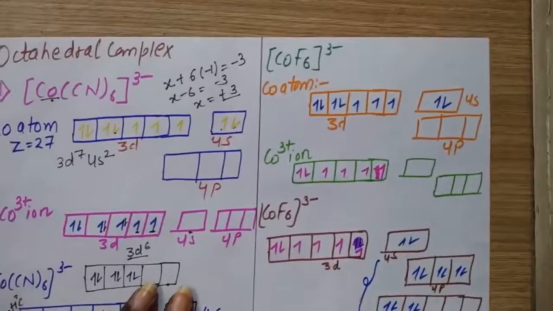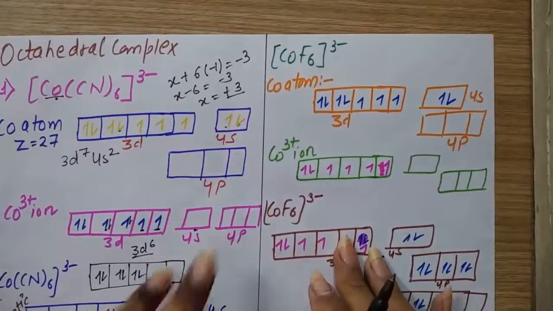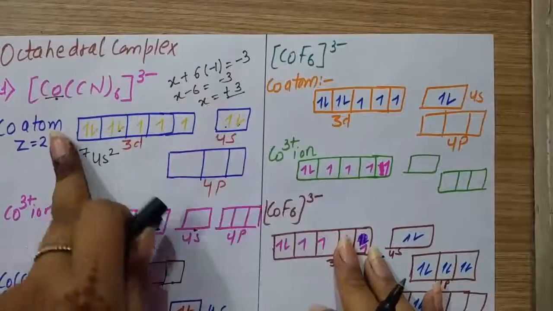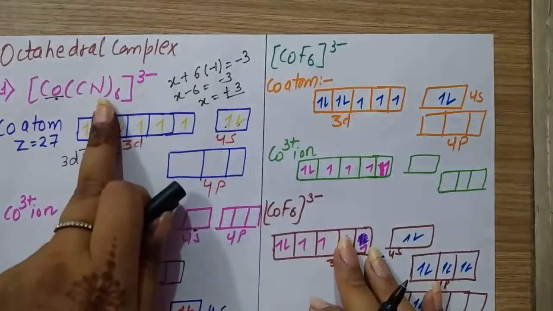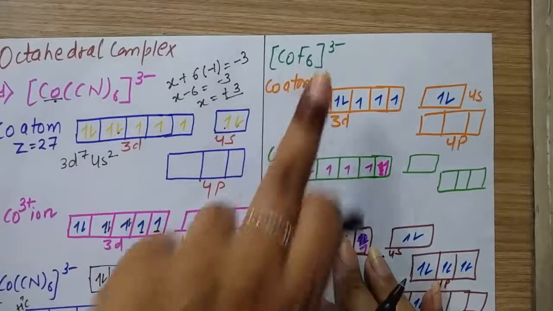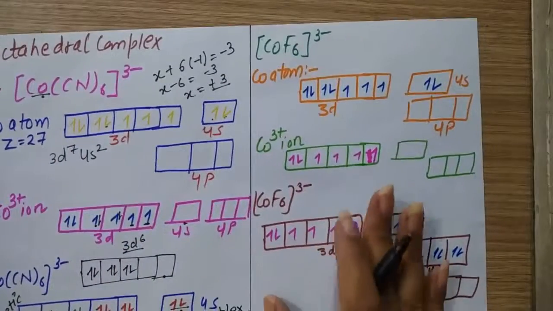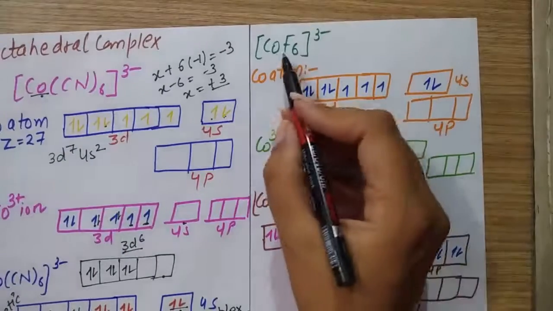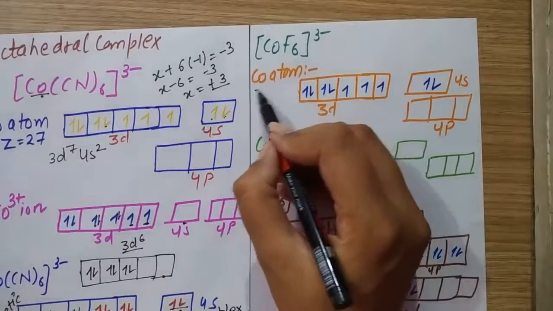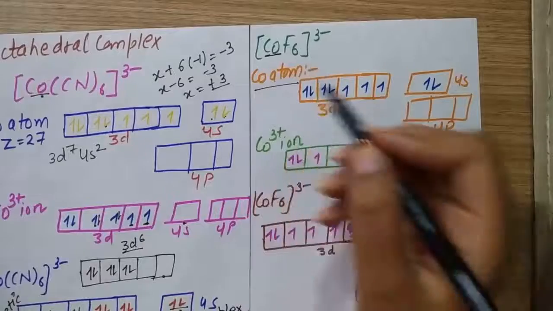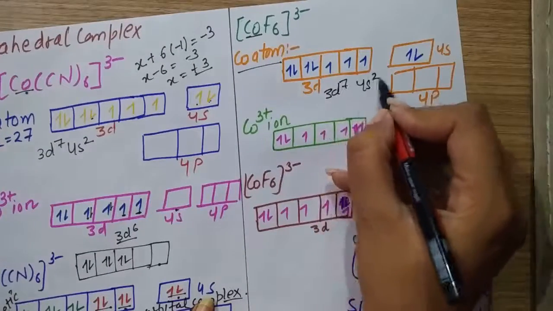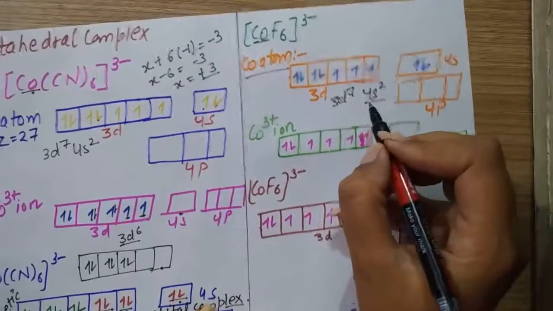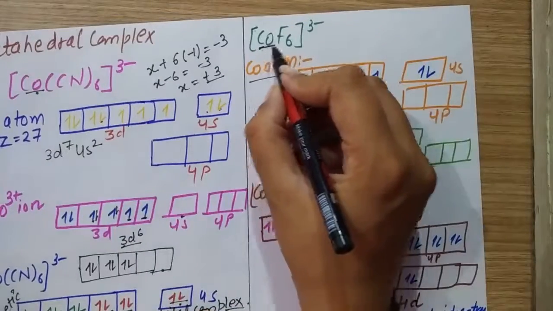And if we see another example of a coordination compound in which the same central metal atom is used but the ligand is different. Here it is CN and here it is fluorine. So we will see what happens in this coordination compound. Firstly, the first step is to write the valence shell electronic configuration of cobalt atom. That is 3d7 4s2.